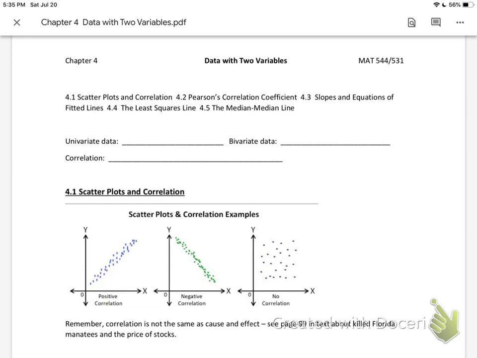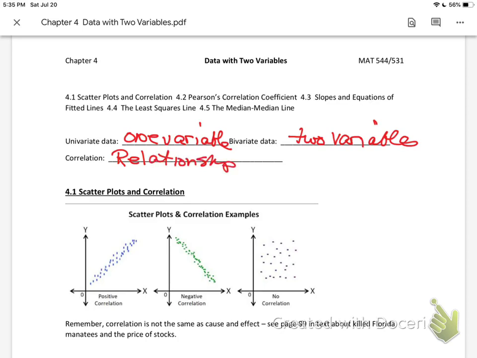Univariate data means that you only have one variable. Uni means one, so this is having one variable. Bivariate data is when, you can probably guess, you have two variables. And when we speak of correlation in terms of mathematics, it is defined as the relationship between the variables. These are important underlying premises as we start this section.